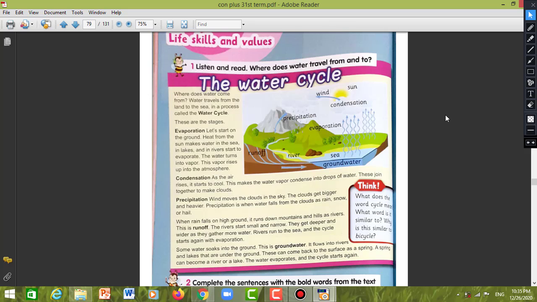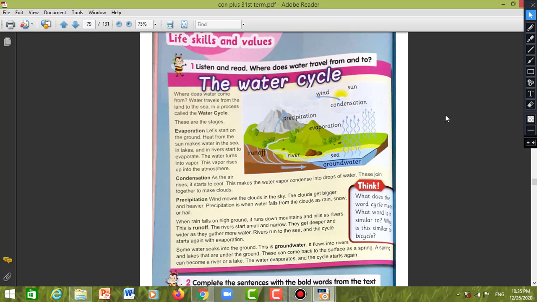And what is the meaning of precipitation? Wind moves and the clouds in the sky get bigger and heavier. So water falls from the sky as rain, snow, or hail. And hail here means it rains heavily. And when rain falls on high ground, it runs down the mountains and hills to rivers. This means runoff. Runoff means the water runs down from the mountain to rivers.